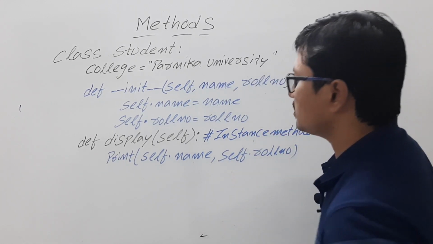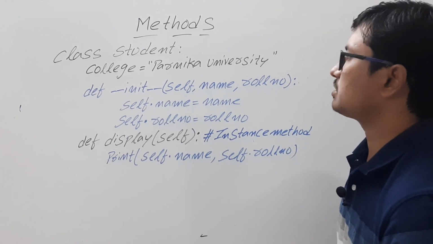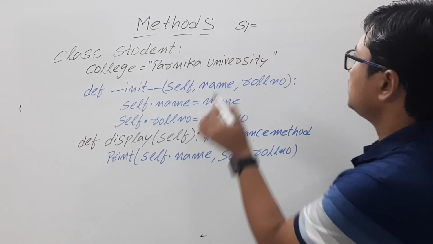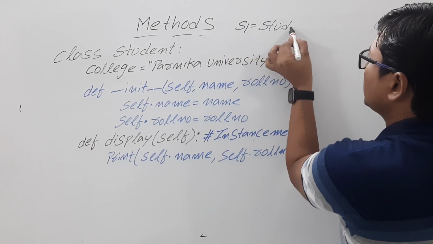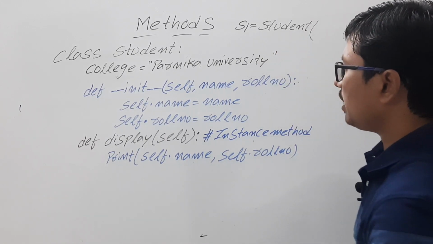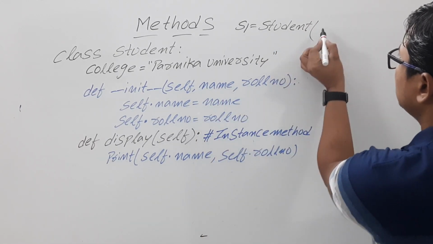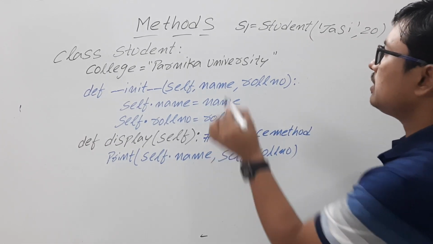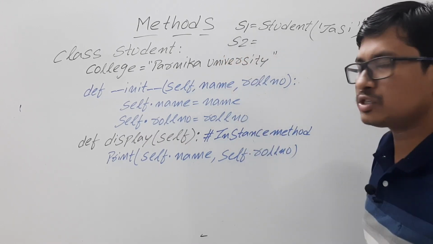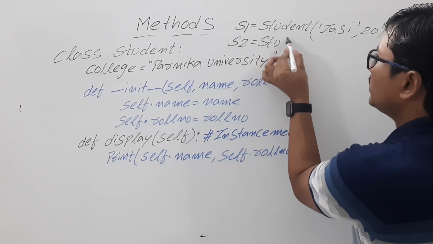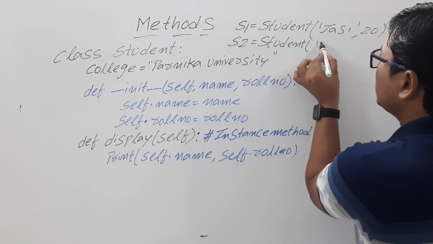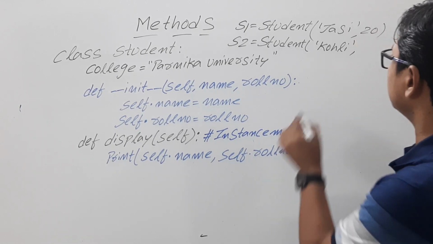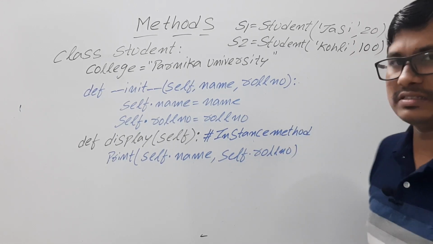Now what I will do is that I will create two objects of student class. So now let me create two objects. One is S1 which is an object of student class. Now I need to pass name and roll number. The name is Jesse. Okay, roll number is 20. Similarly, I am creating another object called S2 of a class called student. And let me write the name as Kohli. And you know that always Kohli tried to score 100 runs or a century. So let me write his roll number as 100.